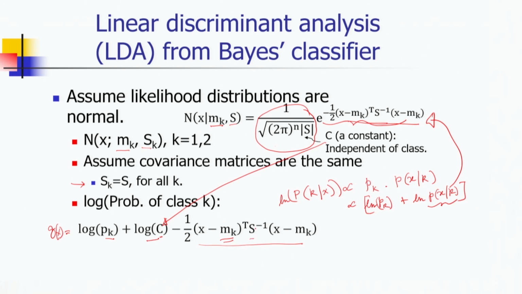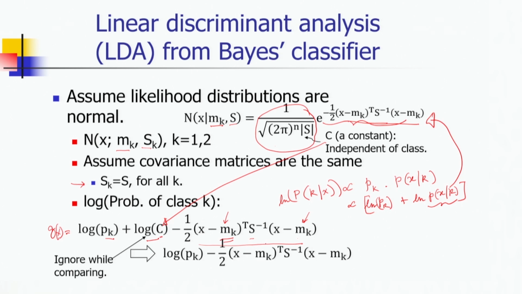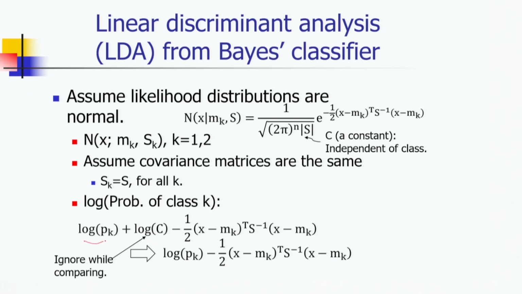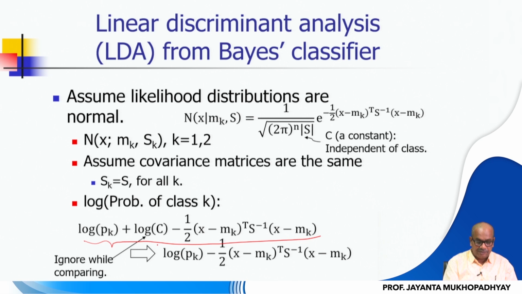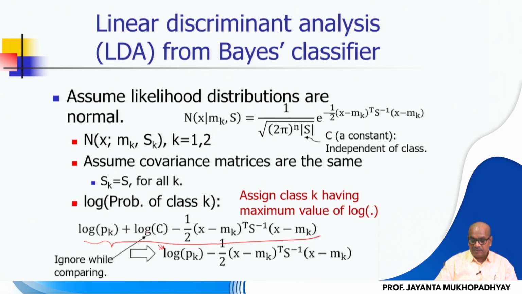This is the covariance matrix which is same for all the classes. So this is the parameter which is primarily distinguishing the classes. We can ignore this part while comparing because this is same for all the classes. And so finally, this could be reduced into this form, because we can ignore this one while in comparisons. So assign class k having maximum value of the logarithm value.